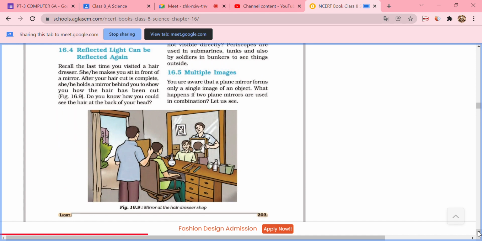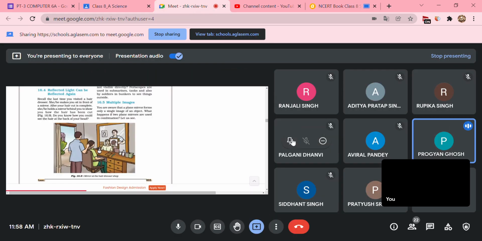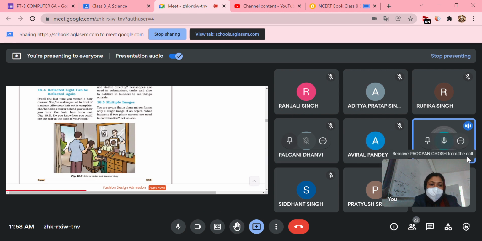Reflected light can be reflected again. Recall the last time you visited a hairdresser. He makes you sit in front of a mirror. After your haircut is complete, he holds a mirror behind you to show you how the hair has been cut. Do you know how you could see the hair at the back of your head? Okay, just stop, Pragyan.